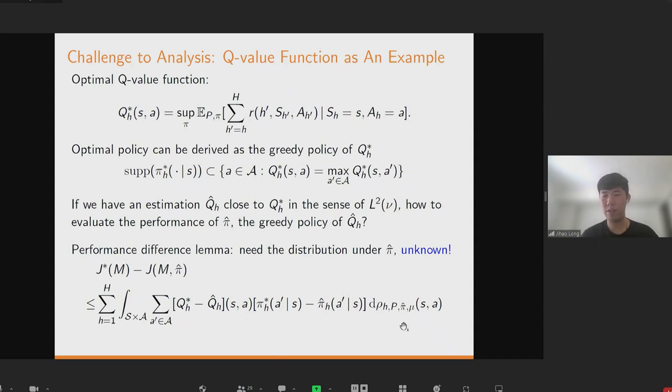But here the question is that in this inequality, we involve this distribution rho sub h, pi hat, and mu. But we don't know hat pi before we estimate hat Q, because hat pi is just the greedy policy of hat Q. So we need first to have hat Q, then hat pi. So it's impossible to make the distribution mu for estimation and the distribution rho of h, pi hat, and mu the same. We call this phenomenon distribution mismatch, which is ubiquitous in the analysis of reinforcement learning.